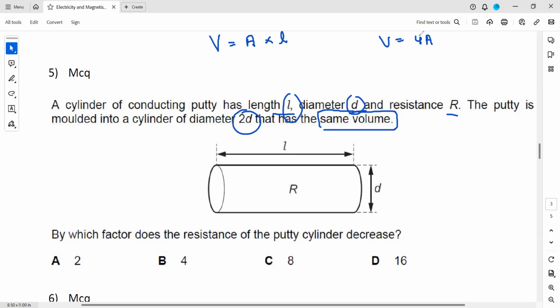Why is the area 4 times? Because the formula for the area of the cross section is pi d squared by 4. So if d is doubled, what is the square of double? The square of 2 is 4. So the area will increase by 4. And if the area is increased by 4, what happened to the length? The length should decrease by 4. Why? Because we want the product of area and length to be constant, as they mentioned that it has the same volume.